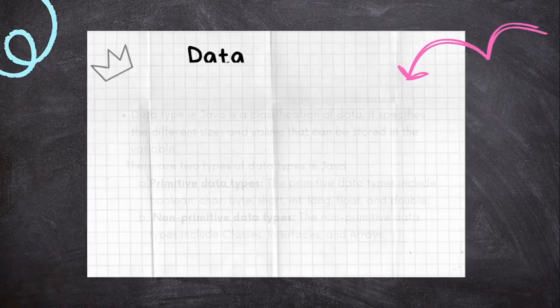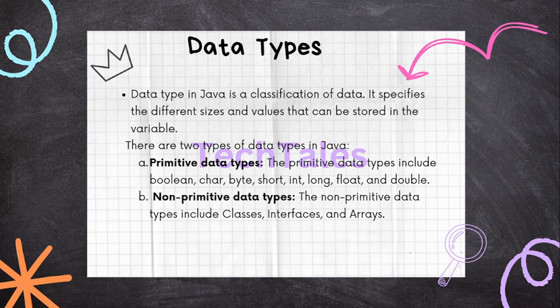Now we will see data types in Java. A data type is nothing but a classification of data which specifies the different sizes and values that a particular variable can store. We have two types of data types: primitive data types, which are provided by Java with their particular size and type, and non-primitive data types, which are user-defined data types in which you can use primitive data types.